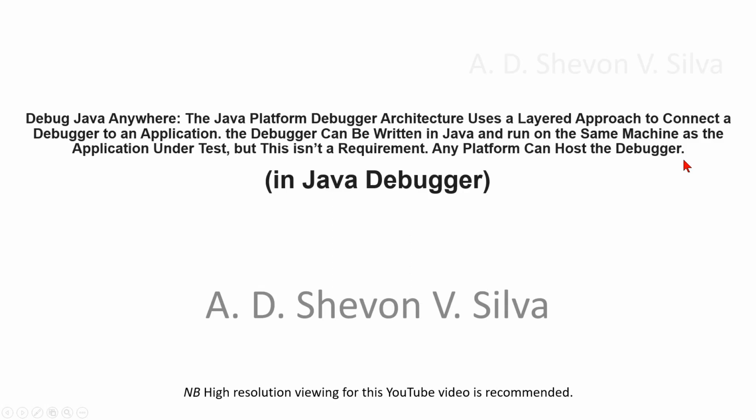Debug Java anywhere. The Java platform debug architecture uses a layered approach to connect a debugger to an application. The debugger can be written in Java and run on the same machine as the application under test, but isn't a requirement. Any platform can host the debugger.